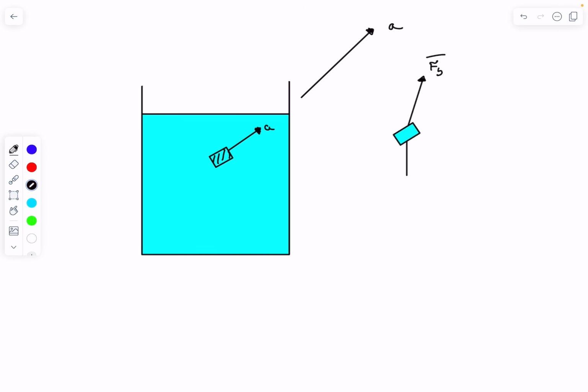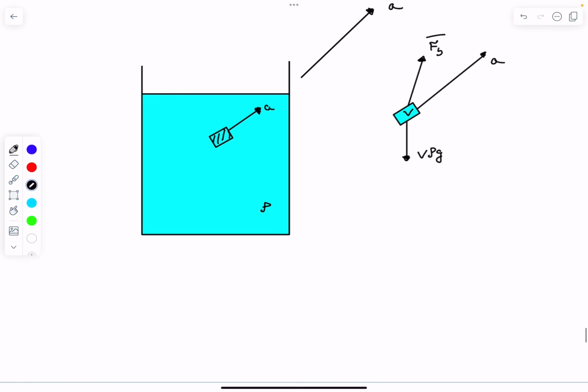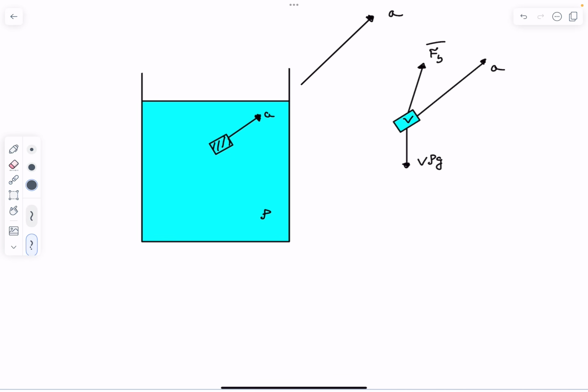And this element also has the weight of the element acting, which let's just call V rho g. Okay, let's take the volume as V and the density of the fluid as rho, and its acceleration is a. So now I can write the F equals ma equation. So buoyancy plus its weight equals the mass of the element, which is V rho, times the acceleration. And from here we can easily see that the buoyancy comes out to be rho V times (a vector minus g vector).